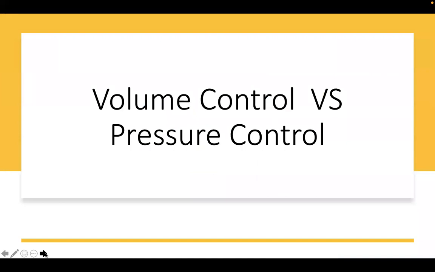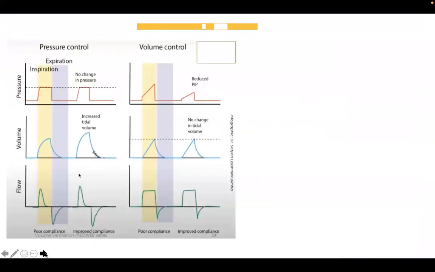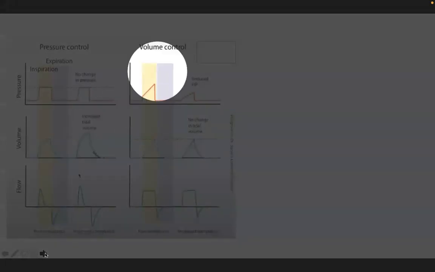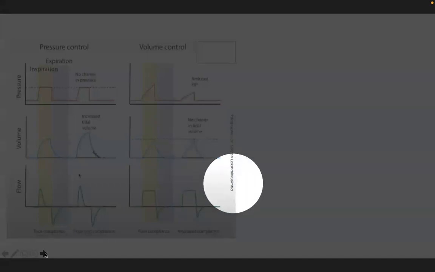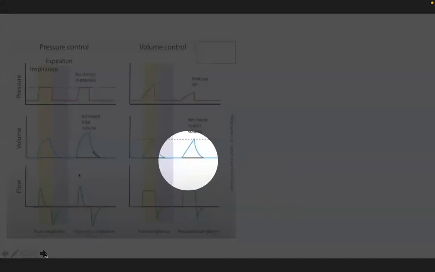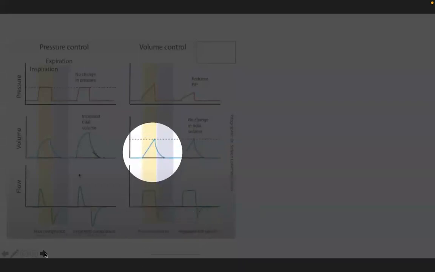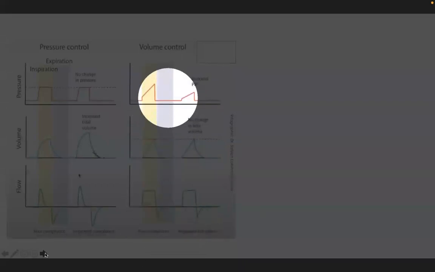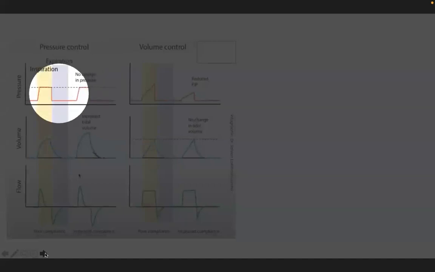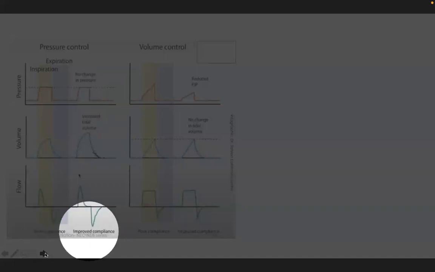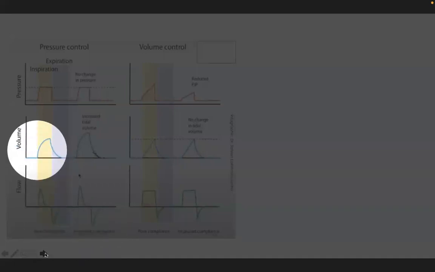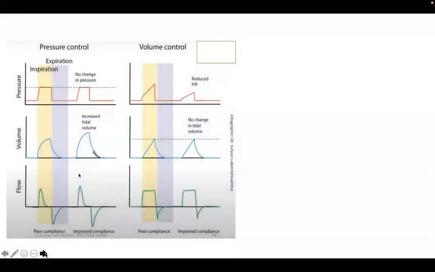So the basic differences between volume control versus pressure control, as you all know, are that in volume control, the volume largely remains the same, and according to the compliance of the lungs, the pressure is altered. However, in pressure control, the pressure delivered remains the same, and according to the compliance and the resistance of the lung, the volume differs.